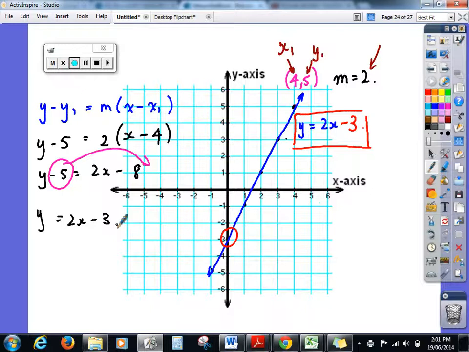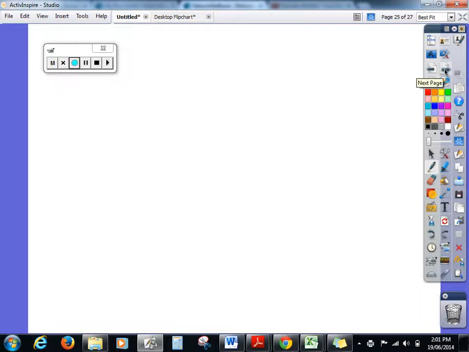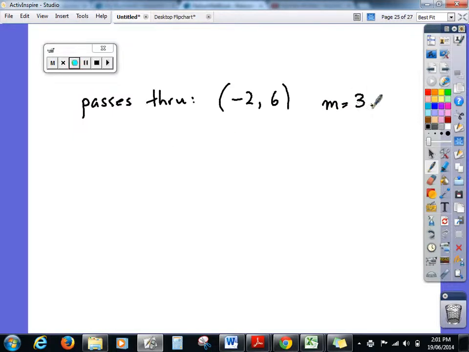So let's just take another example. We want to find the equation of the line that passes through the point (-2, 6) with a gradient of, let's make it 3. So we want a line which has a steep gradient, and on that line, somewhere along the line, is the point (-2, 6).